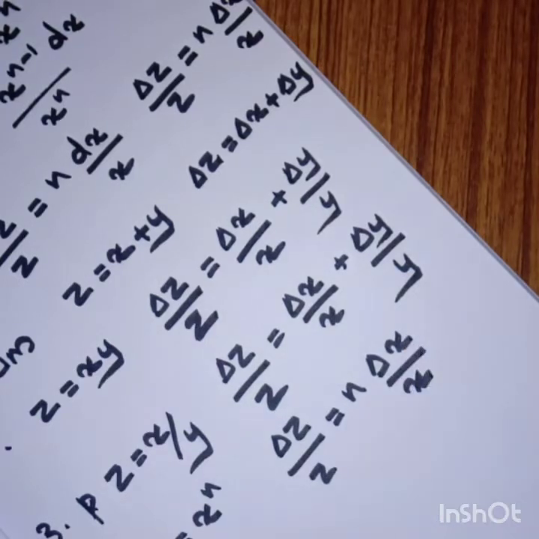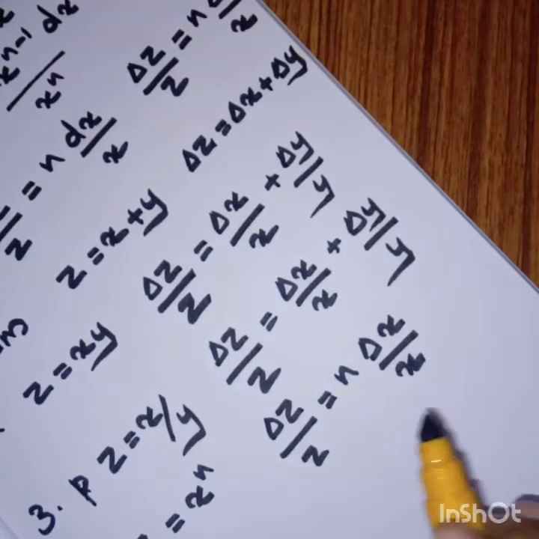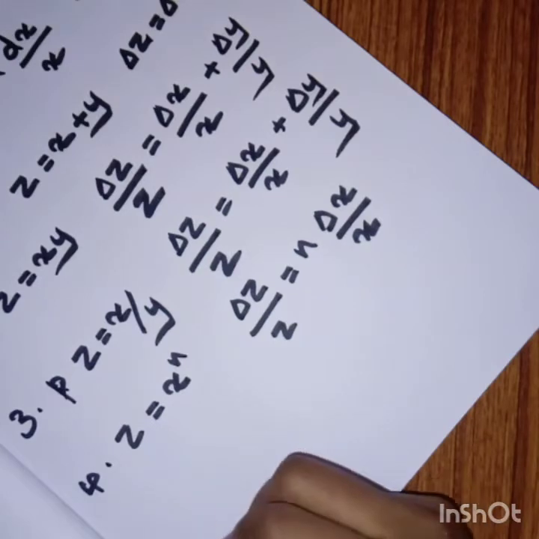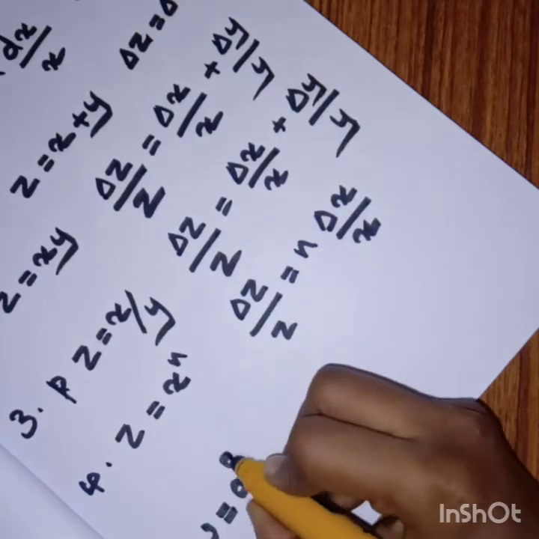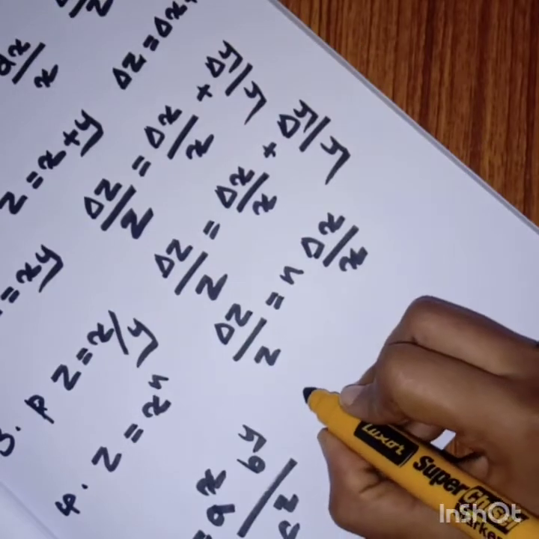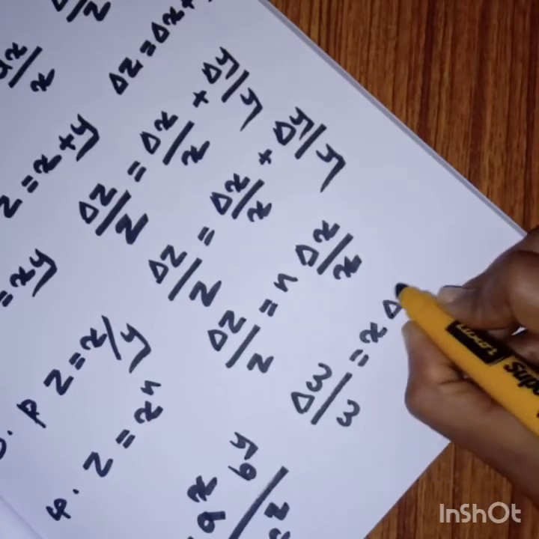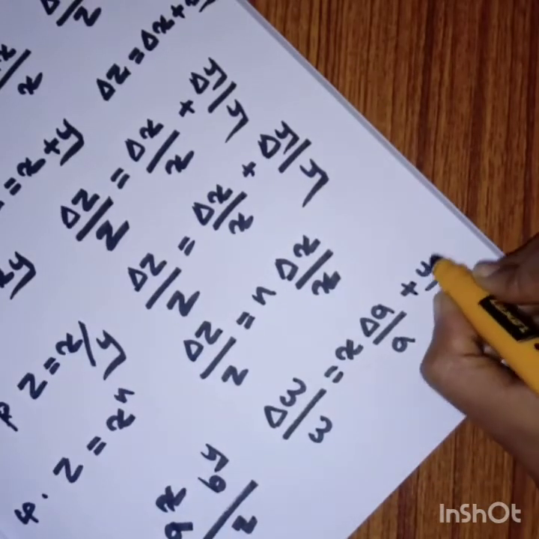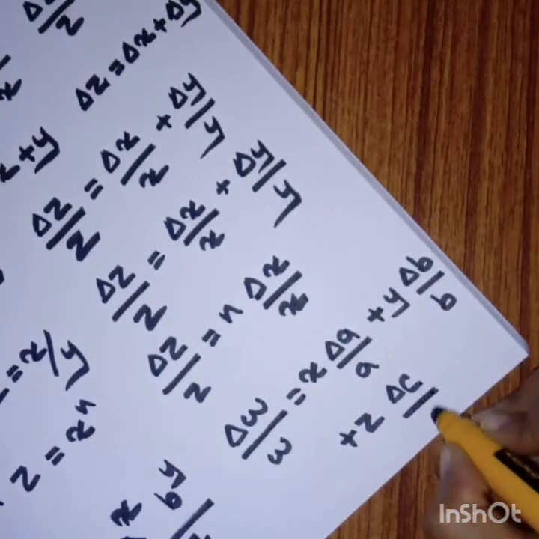Okay. If there is a power, just write the power on this side. Generally, if we have a problem like omega is equal to a raised to x, b raised to y, c raised to z, then the total error in omega is delta omega by omega is equal to x delta a by a plus y delta b by b plus z delta c by c.